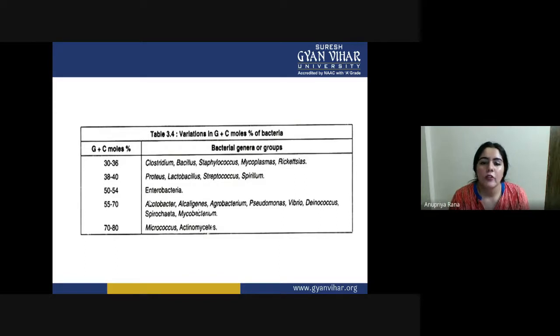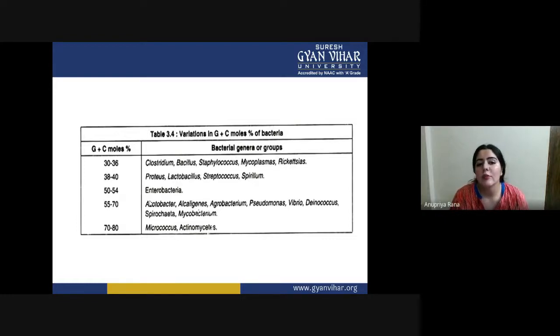You can see some variations of GC mole percentage in bacteria: 30 to 36% in Clostridium and Bacillus, 38 to 40% in Lactobacillus and Streptococcus, Spirillum, 50 to 54% in Enterobacteria, and 55 to 70% in Azotobacter, Agrobacterium, Pseudomonas, Vibrio, Spirillum, and Mycobacteria. And the last, but important, 70 to 80% in Micrococcus and Actinomycetes. So Actinomycetes, at around 70% and above, have the highest GC mole percentage.